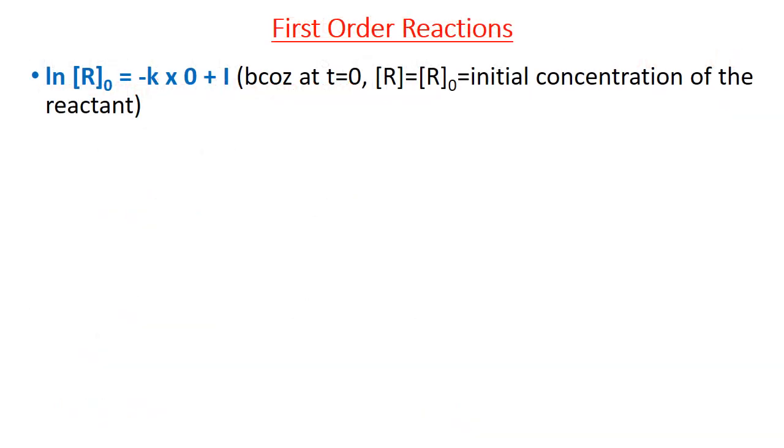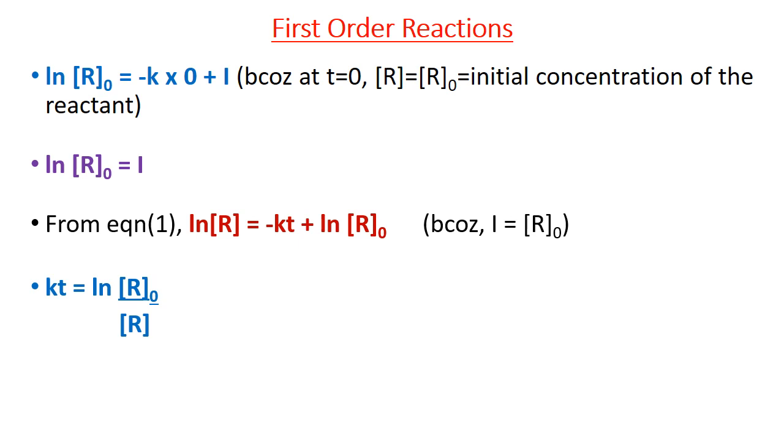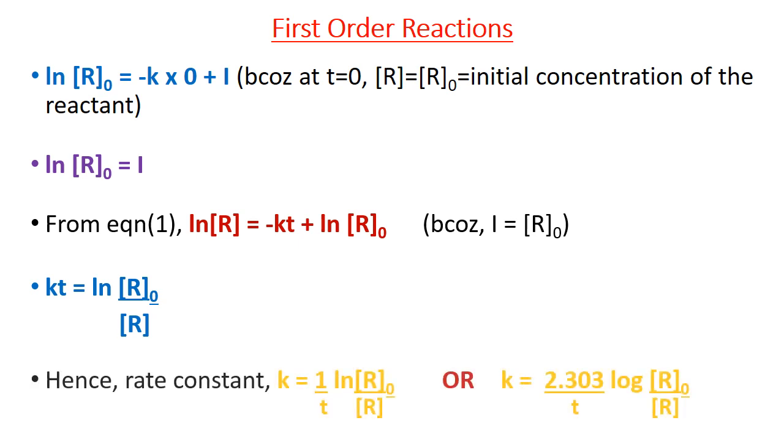ln of [R]0 is equal to minus k into 0 plus I, at time t equal to 0 and at [R] equal to the initial concentration of the reactant. ln of [R]0 is equal to I. From equation 1, ln of [R] is equal to minus kt plus ln of [R]0, or kt is equal to ln of [R]0 divided by [R].